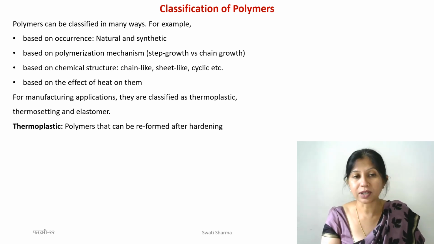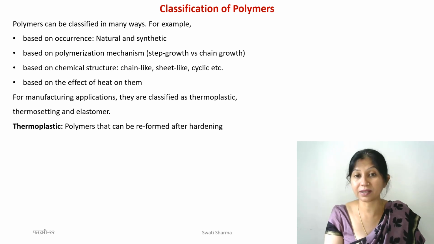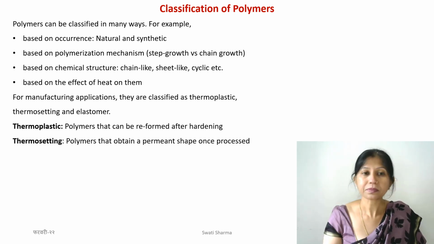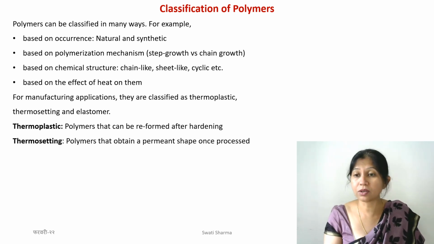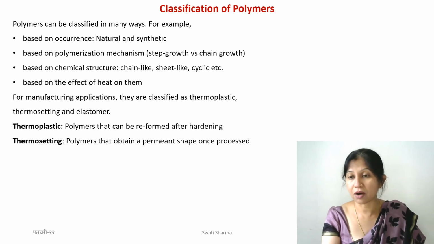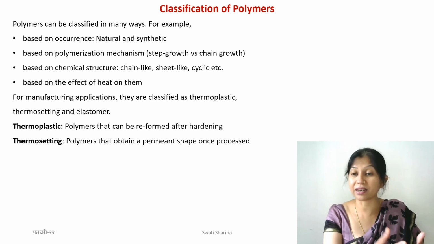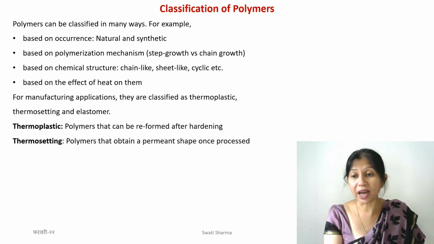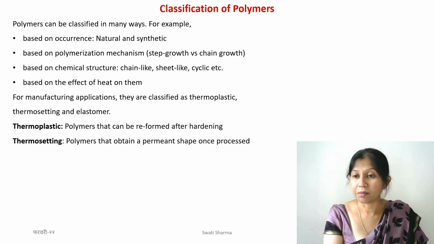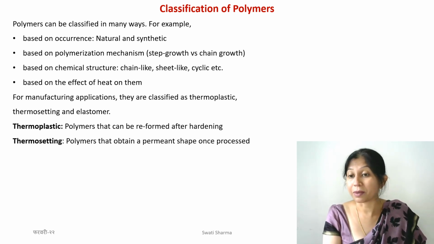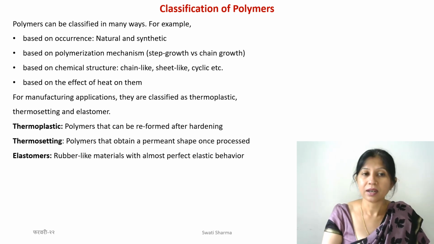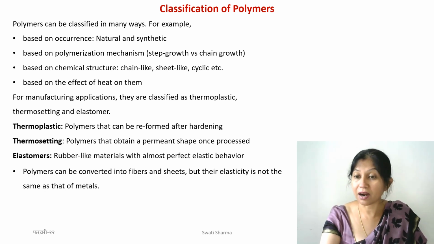Okay, so what are thermoplastics? Thermoplastics are those polymers that can be heated and reshaped multiple times. Thermosetting, of course, once they are hardened, you cannot bring them to their melted state again, or if you do that, they will lose their chemical properties. They will rather degrade. So you cannot get the same material back, or you cannot shape it one more time. So that is thermosetting. And elastomers, as I said, are these rubber-like structures.